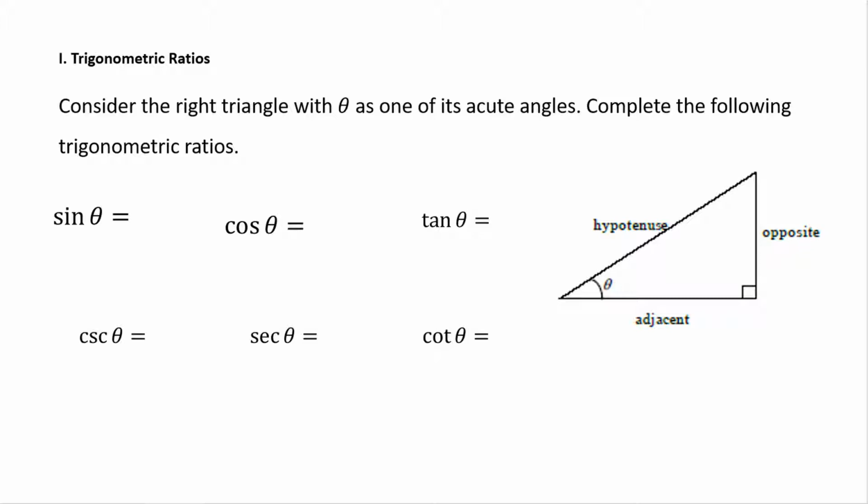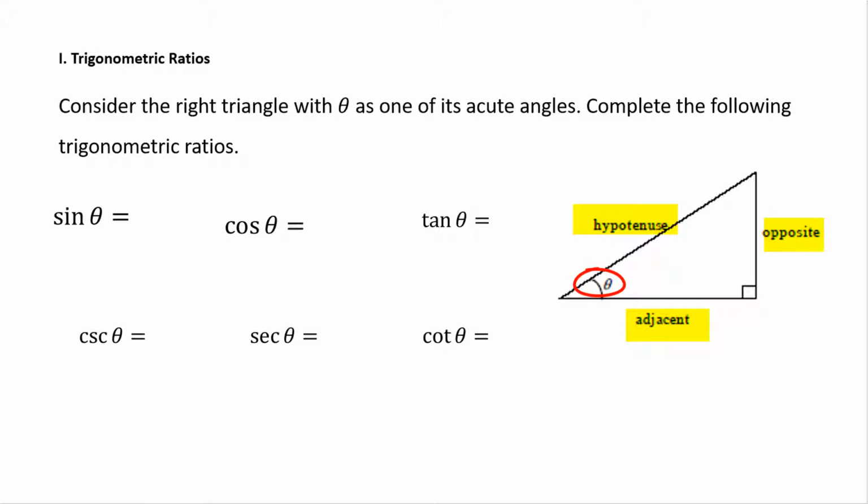Roman numeral 1. Trigonometric ratios. Consider the right triangle with theta as one of its acute angles. The side opposite the theta we call opposite. The side adjacent to the theta we call adjacent. And the hypotenuse of the right triangle we call hypotenuse. Complete the following trigonometric ratios.